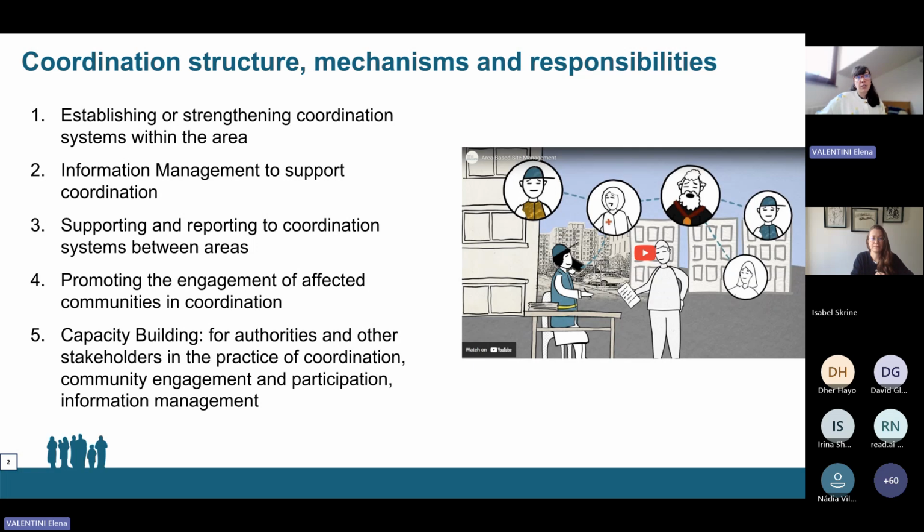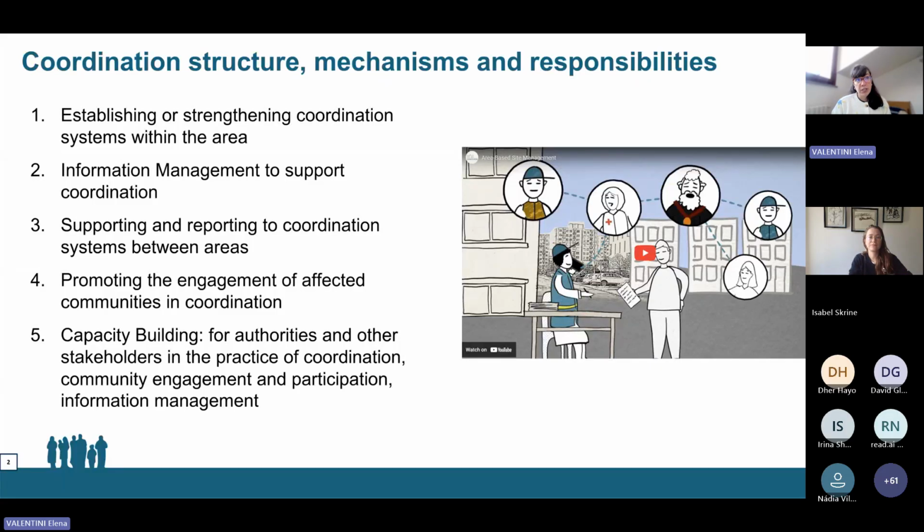So establishing or strengthening coordination systems within areas, obviously looking first at what's already existing and what can be strengthened, and if there is no coordination mechanism, establishing a new one that will also allow for efficient referrals of cases in need of assistance and gaps to competent service providers. Information management to support coordination, including mapping of services, mapping of partners, and mapping of needs, and ensuring that all this information is shared effectively and rapidly with all the competent stakeholders participating in the platform.